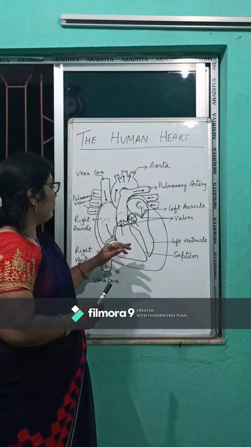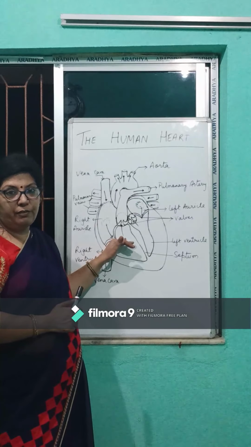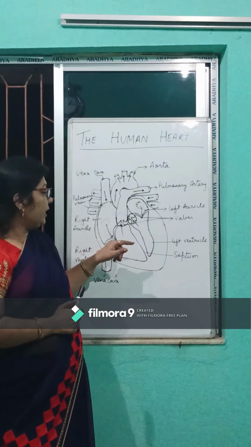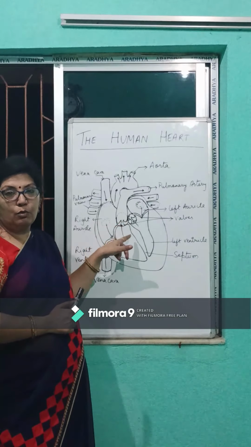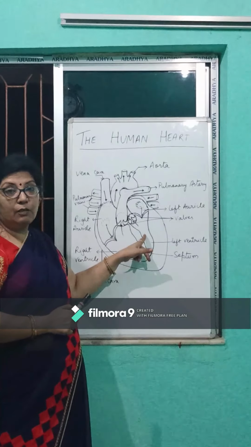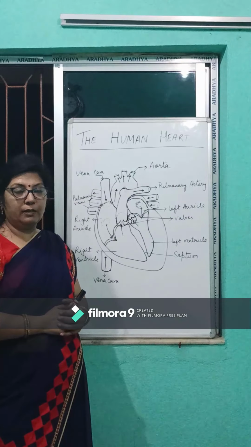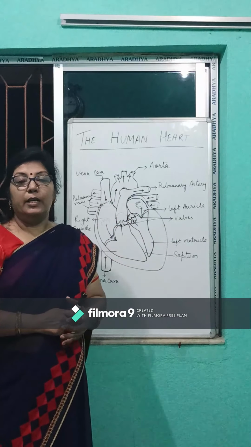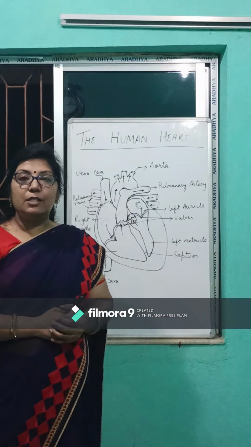The blood present in the right ventricle doesn't move to the right auricle because of the presence of the valve. It has only one way to go out, through the semilunar valve present in the pulmonary artery, and it goes to the lungs for oxygenation. And the blood present in the left ventricle, which is the pure or oxygenated blood, enters the aorta, and from the aorta it is distributed to the entire body.